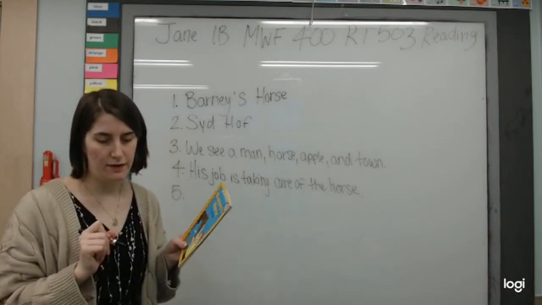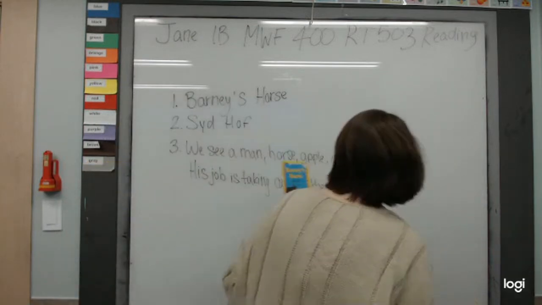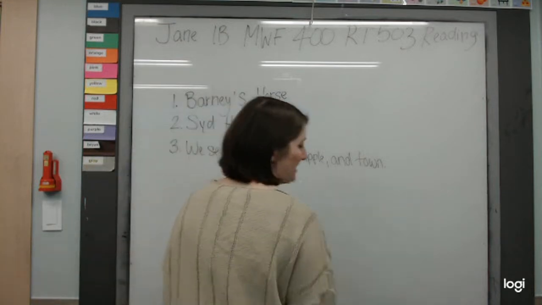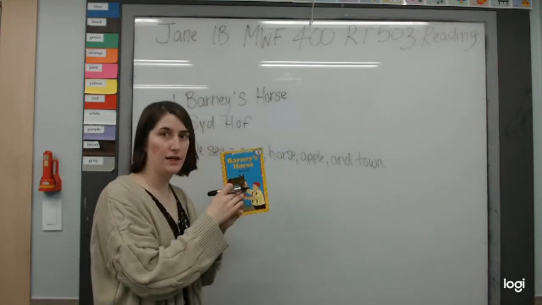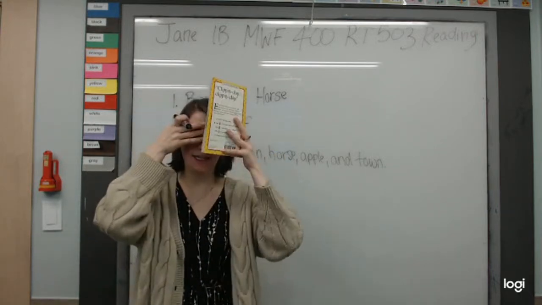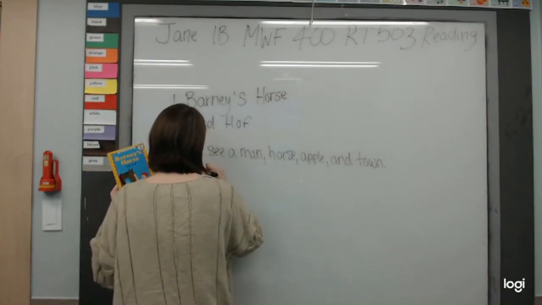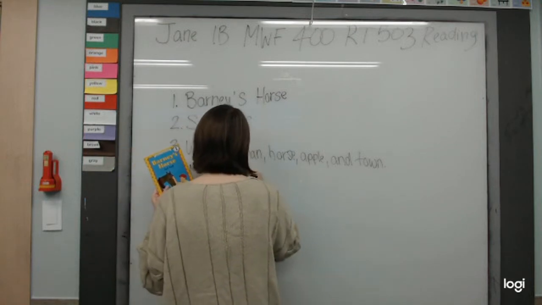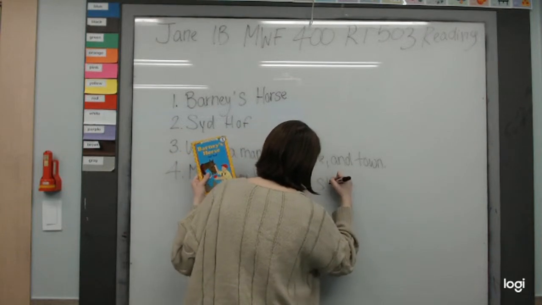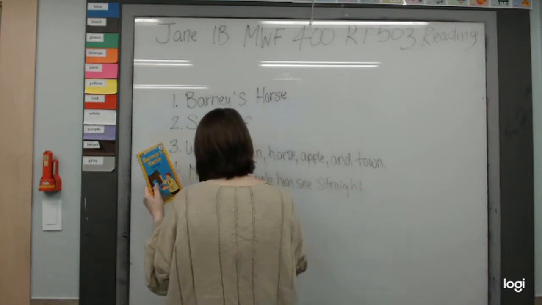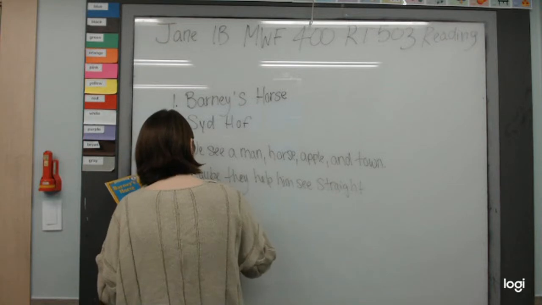Number 5. I did it again, sorry. So number 4 is not this. Sorry, that's number 5. I skipped a question. Number 4, sorry about that, guys. Look at what's covering the horse's eyes. What do you think those are? So they actually cover the horse's eyes like this, not like sunglasses, but on the sides. Why? Yeah, so maybe they help him see straight, right? And number 5 is taking care of the horse. Sorry about that, guys. So 5, his job is taking care of the horse.